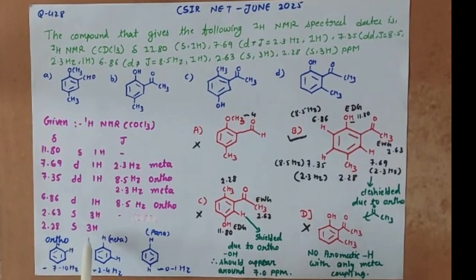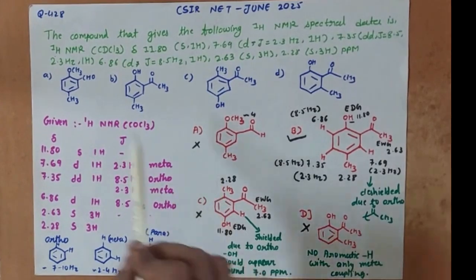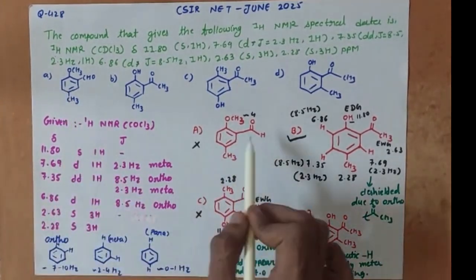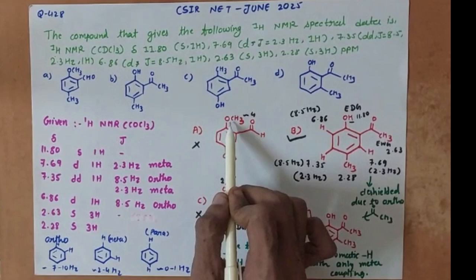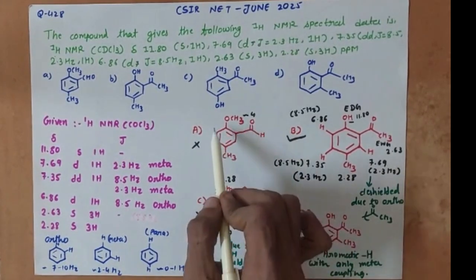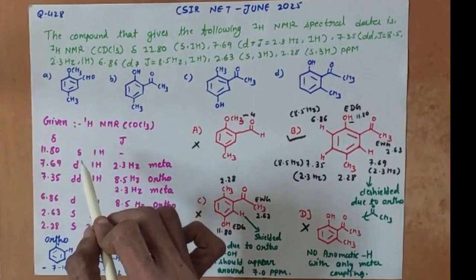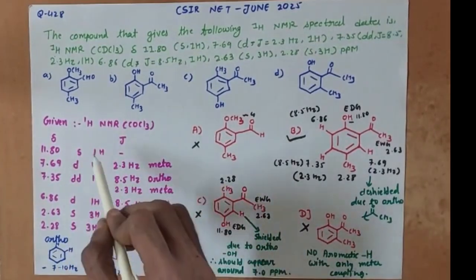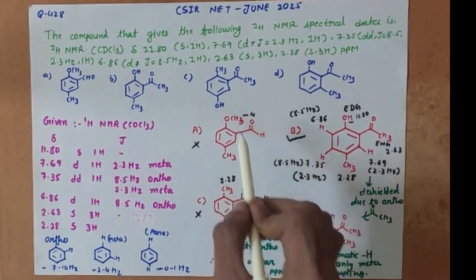2.28, that is singlet 3H. Here also 3 hydrogens on a carbon, a methyl, may be present. According to the first structure, this methyl is attached to the carbonyl, therefore its value would be near 4. In our NMR data we do not get any value according to this methoxy carbon.